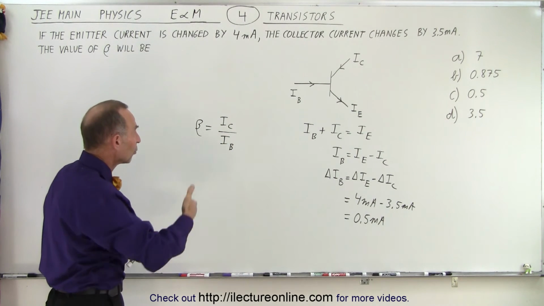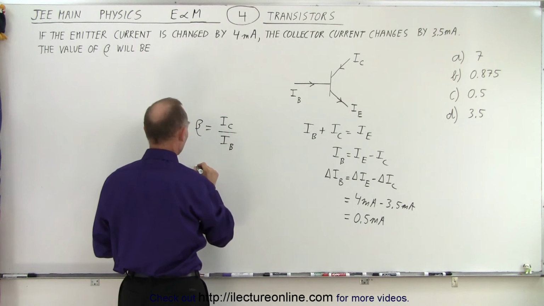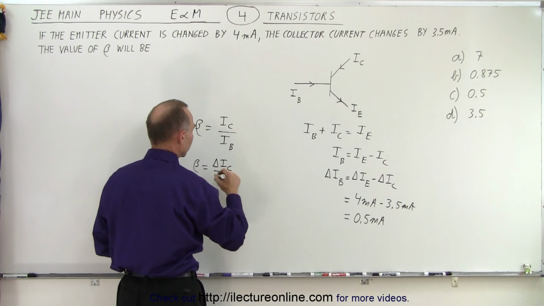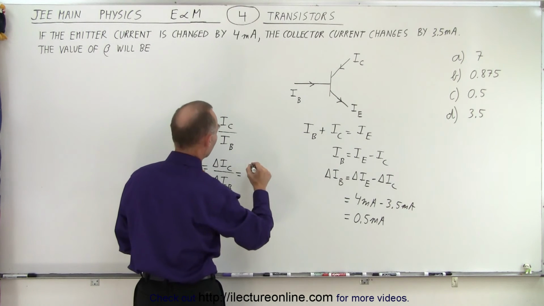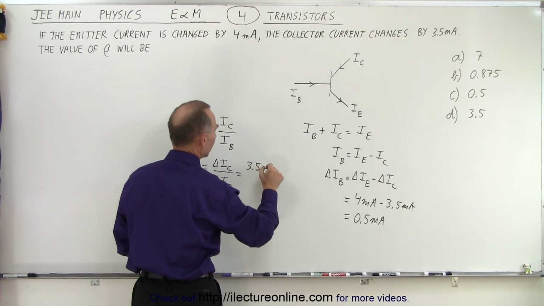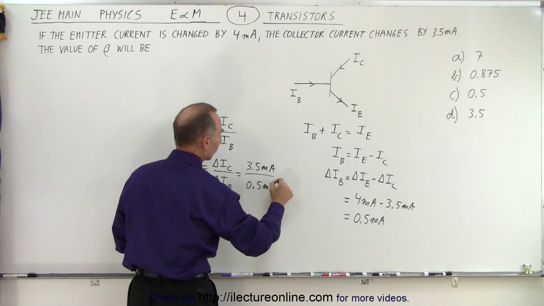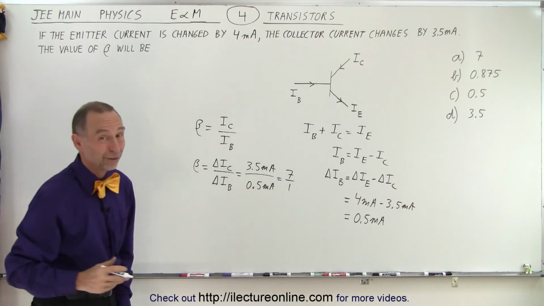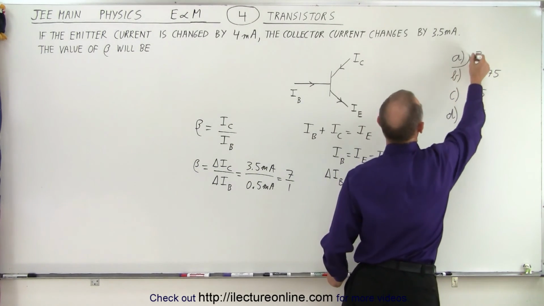Now, in this case, the ratio is going to be IC. So in this case, we're going to say that beta is going to be equal to the ratio of the change in the collector current divided by the change in the base current. And so the change in the collector current was equal to 3.5 milliamps, and the change in the base current was 0.5 milliamps. So this ends up being a 7-to-1 ratio. And so the only possible answer that is correct is answer A.